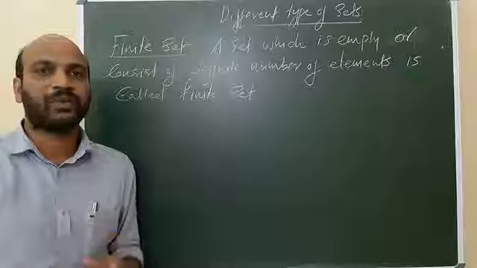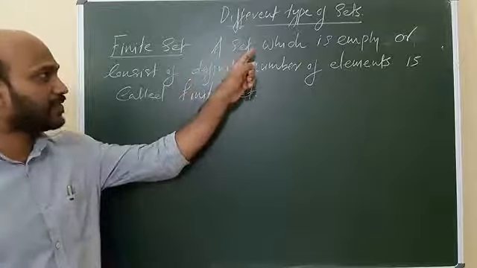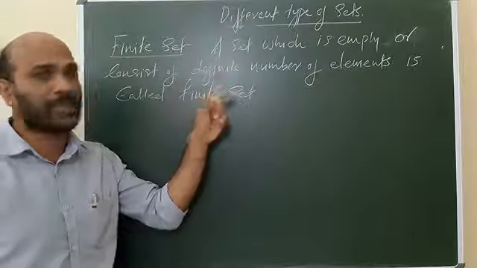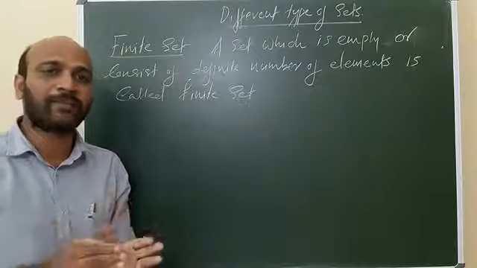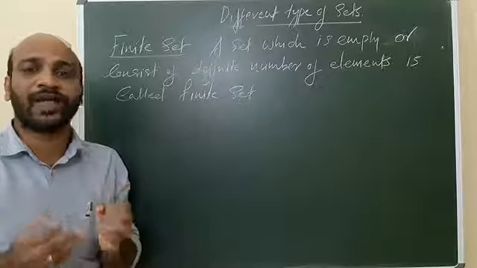Okay. Now the second type of set, that is the finite set. A set which is empty or consists of a definite number of elements is called a finite set. It can be empty or should consist of a definite number of elements.